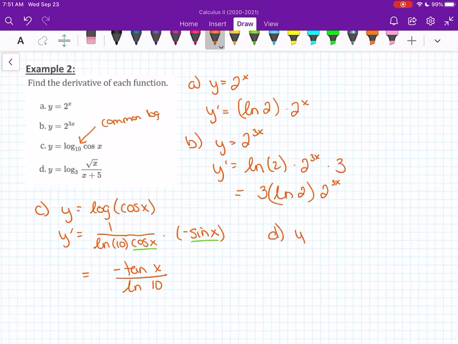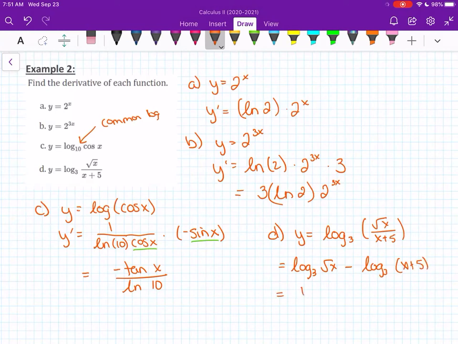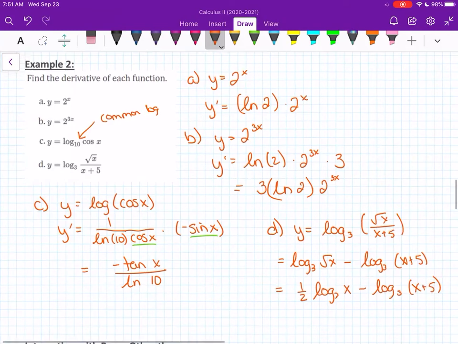I got some space. So I have y equals log base 3 of square root of x over x plus 5. I'm going to use my log property to go ahead and make these simpler functions on the inside. So I'm going to rewrite this as log base 3 of square root of x minus log base 3 of x plus 5. Use that power rule to bring out the exponent of a half. Log base 3 of x minus log base 3 of x plus 5. Okay, great. So that we just rewrote y.